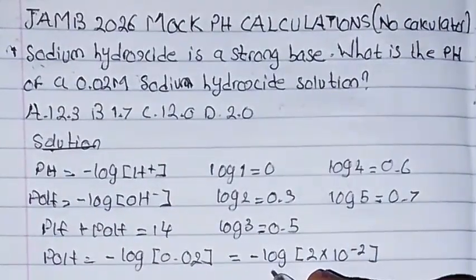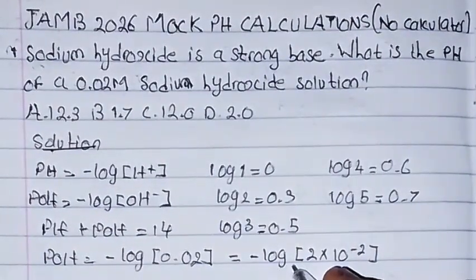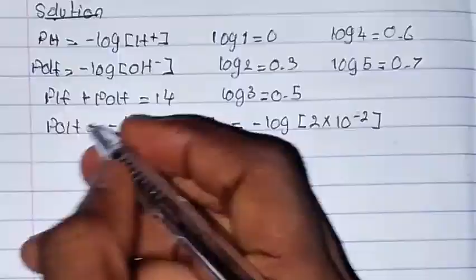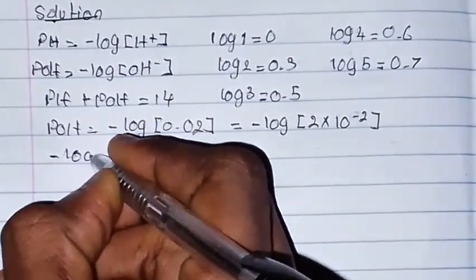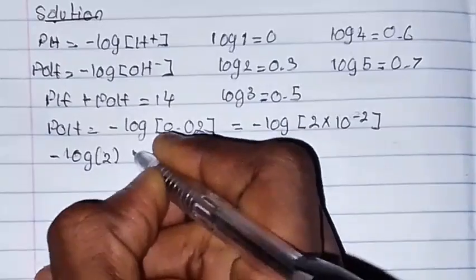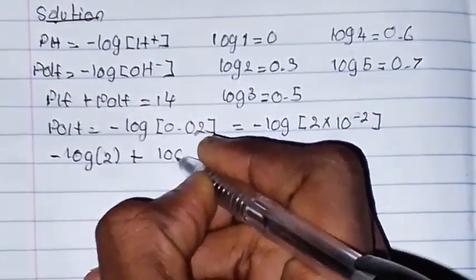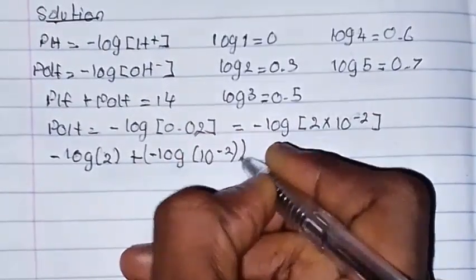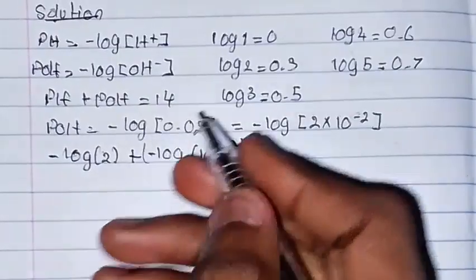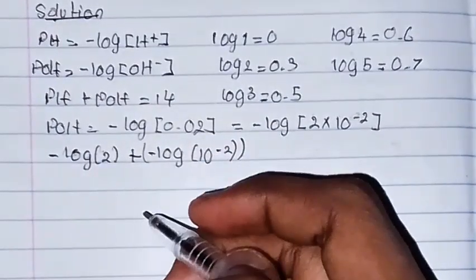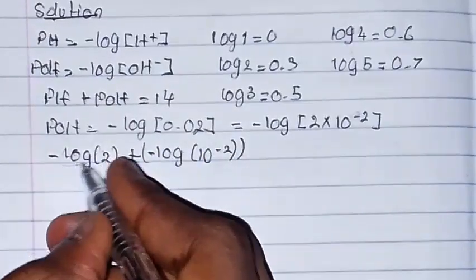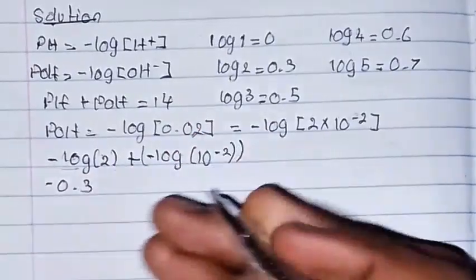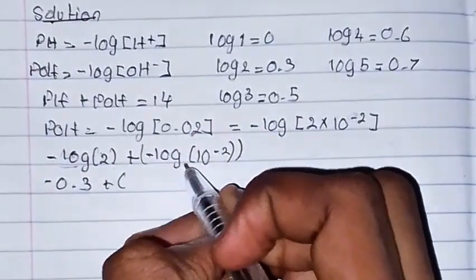Alright, so now from maths also, you know that when you have a log of two numbers that are multiplied by each other, you can say that this is the same as minus log 2 plus log 10 to the power of minus 2. Okay, so that's minus log 2 plus minus log 10 to the power of minus 2. Now minus log 2, what did we say log 2 was? 0.3. So here we have minus 0.3 plus minus log 10 to the power of minus 2.